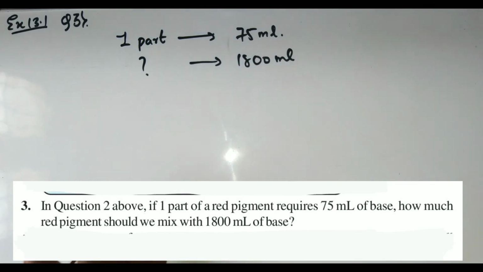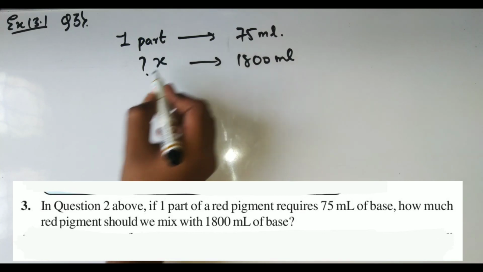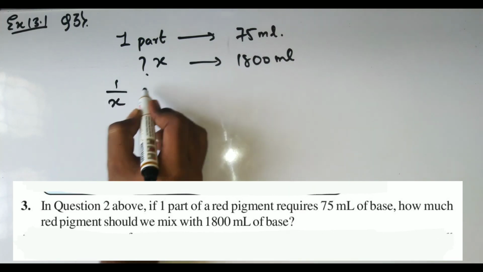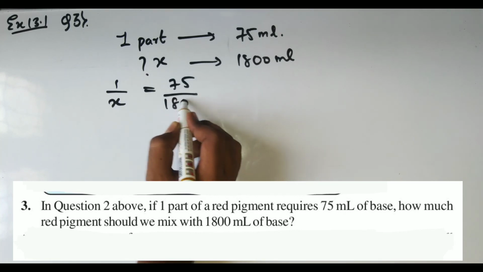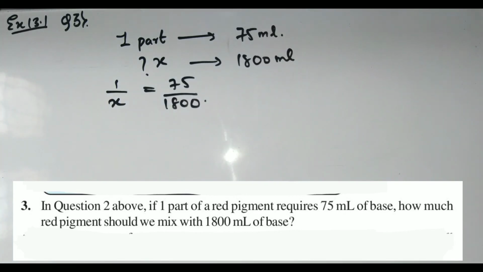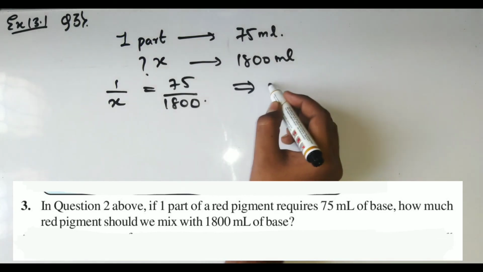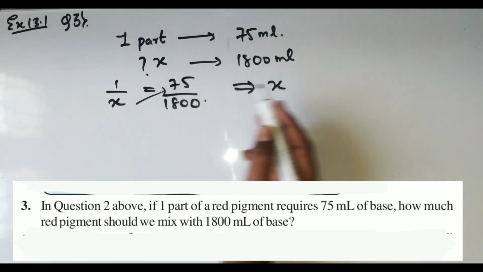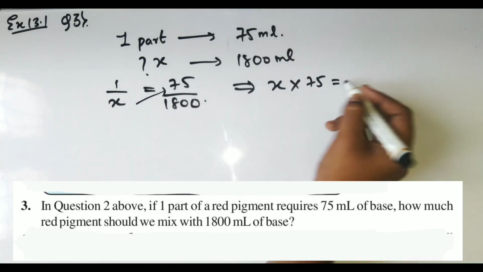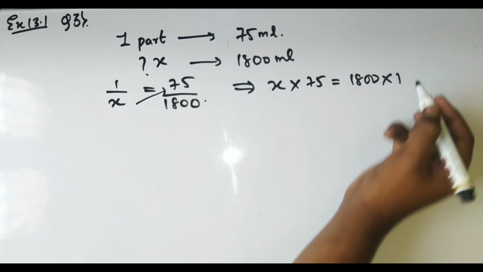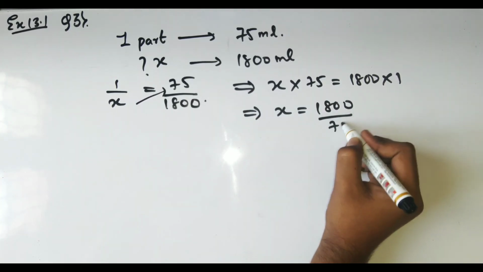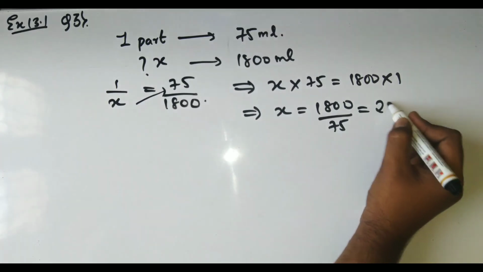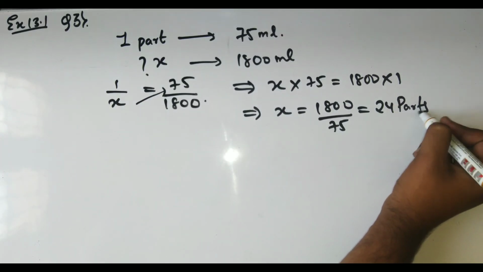It's basically the direct proportion. So I can take here x parts. So 1 by x is equal to 75 by 1800. Correct? Now from this I can find out the x value. So cross multiply: x into 75 is equal to 1800 into 1. From this x is equal to 1800 by 75, which is equal to 24 parts. So we got the answer.